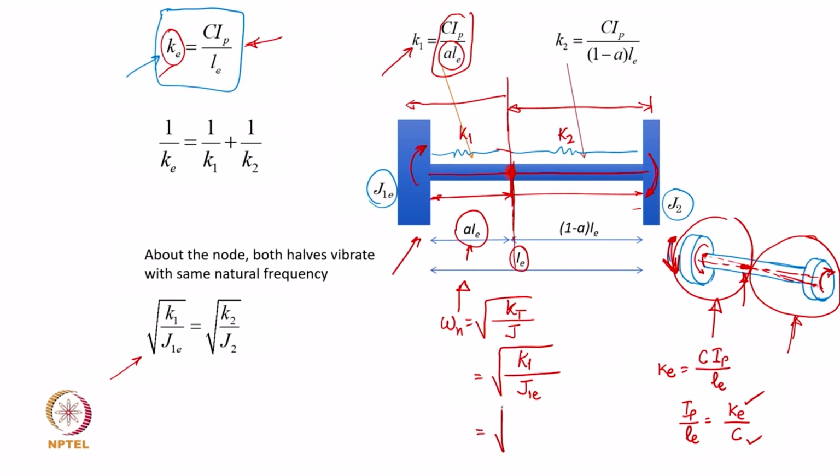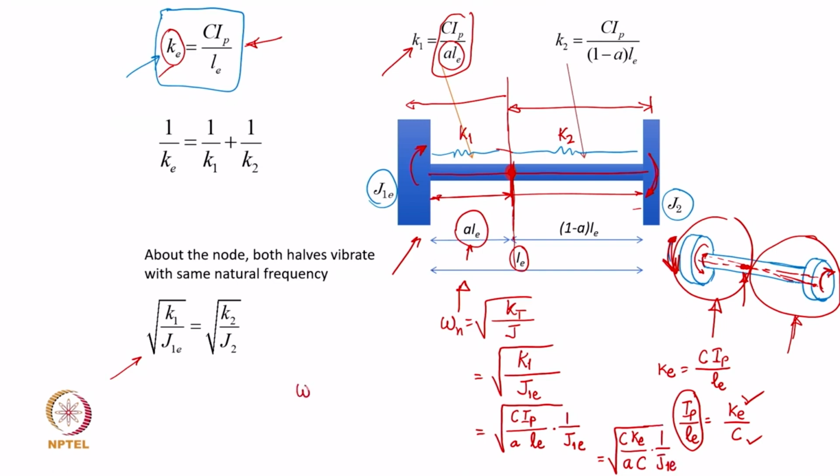So, this K1 is C IP over A into Le, and then 1 over J1E. Now, make a note here that if I replace IP over Le by this value, I will have all the parameters completely known numerically. So, C is known numerically, IP over Le I am going to replace as Ke over C, in fact, C will cancel out. A is the only unknown and 1 over J1E is also known completely. This is the natural frequency of this part.